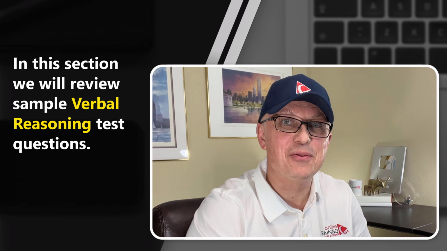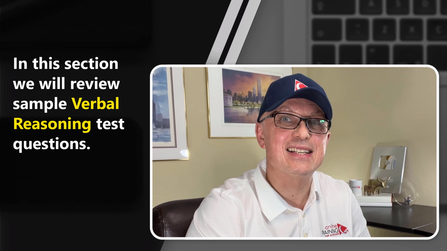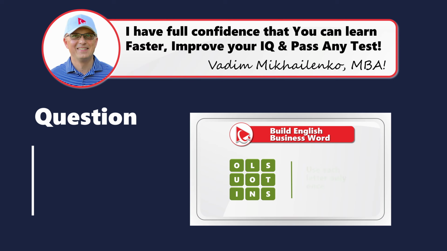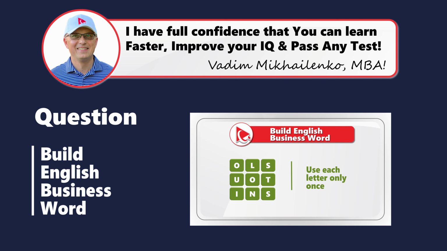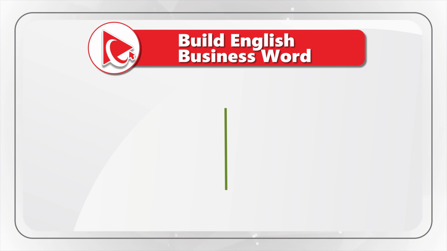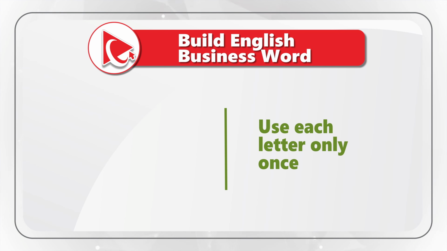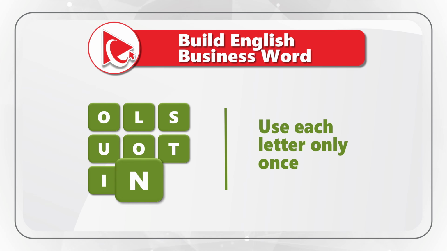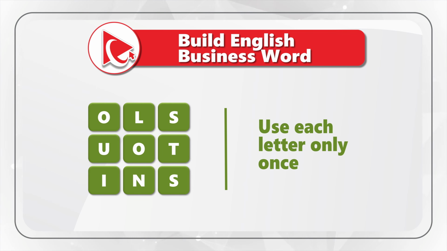Let's look at some sample questions that you typically see on the test to make sure you get ready. A very interesting question for you to try your skills. You're presented with 9 letters of the English alphabet, and you need to build an English business word. The letters are O-L-S, U-O-T, I-N-S. Take a close look to see if you can construct an English business word.